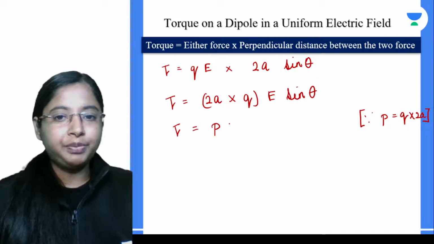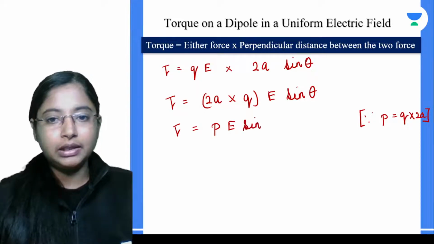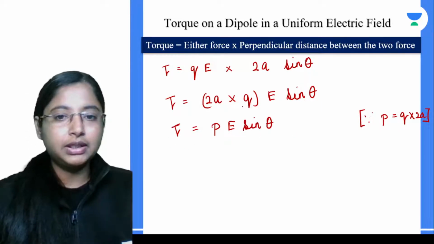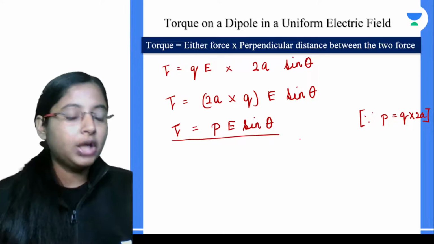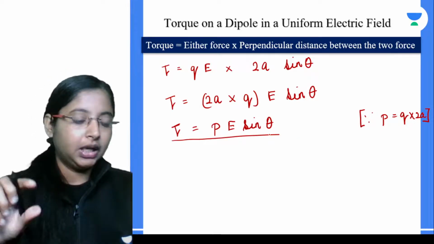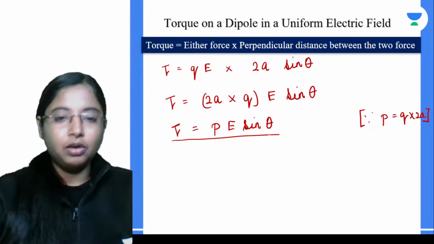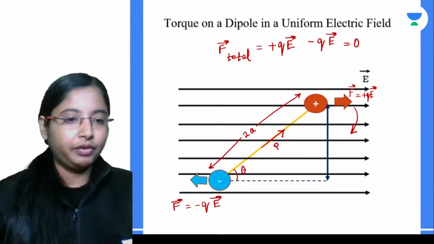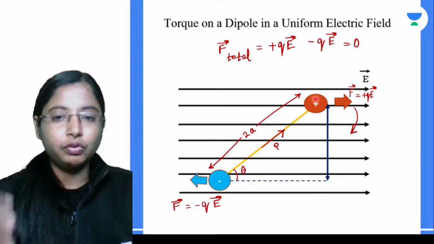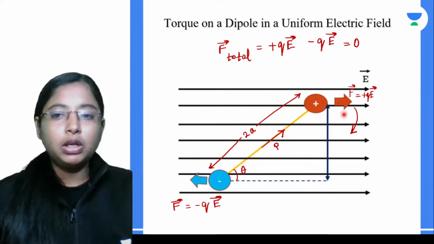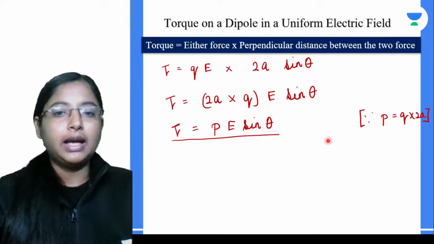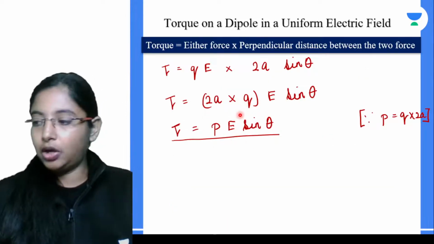Alright, so this is P E sine theta. This equation gives you the magnitude of the torque experienced, that is, the turning effect when you keep a dipole at an angle in an external electric field. You can find that using this torque equation.